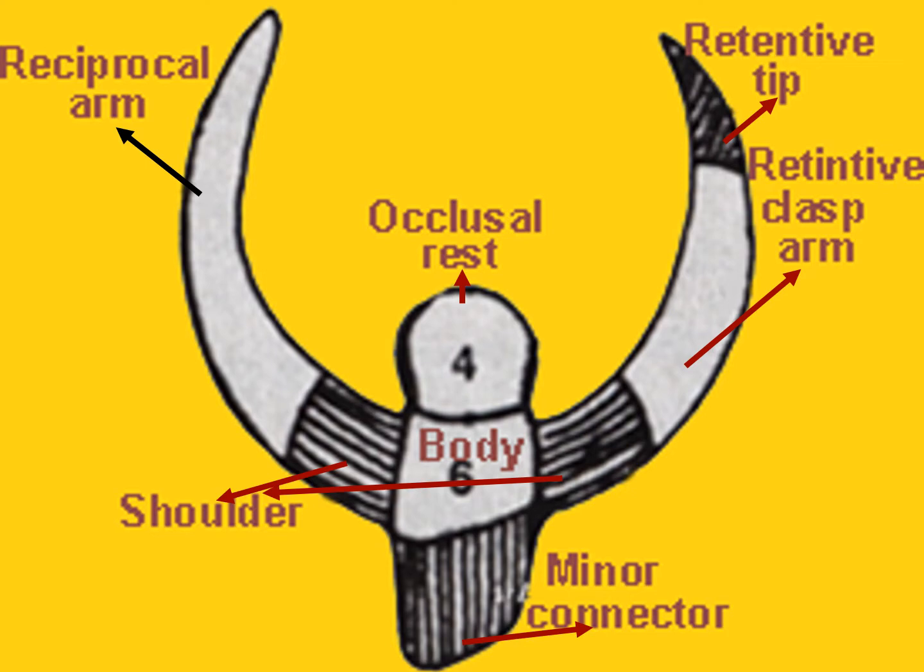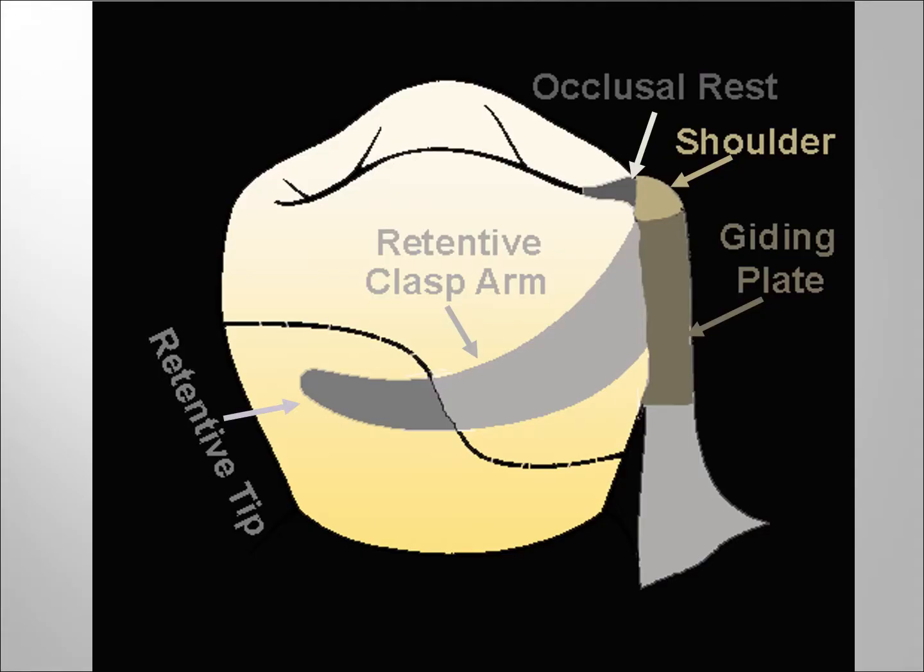The minor connector holds the clasp assembly in general and fulfills other functions as well. And this is another shoulder that connects between the body of the clasp assembly with the reciprocal arm. So the reciprocal component here is a reciprocal arm. This is another view for the components. You can see that the part of the minor connector is actually guiding plate, contacting the guiding plane prepared on the tooth surface, and then there is the shoulder connecting between the minor connector and the occlusal rest and the retentive and reciprocal arms.